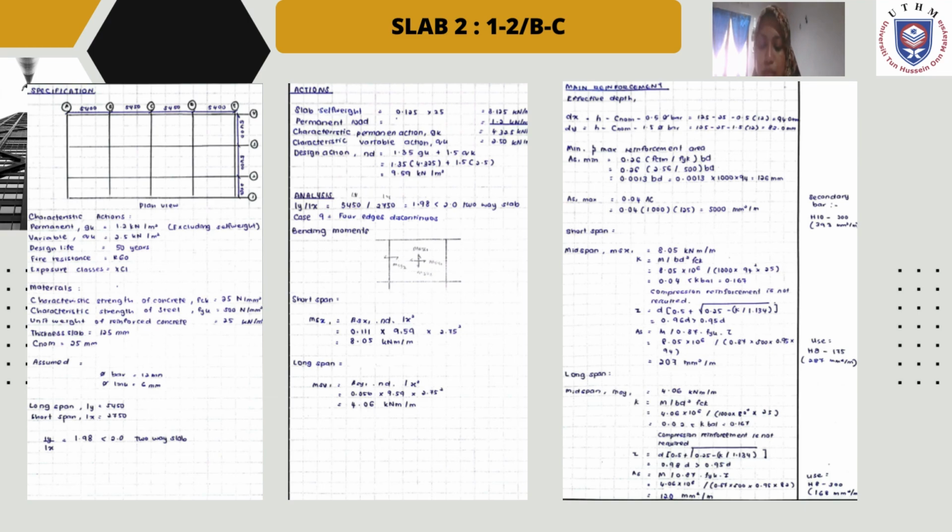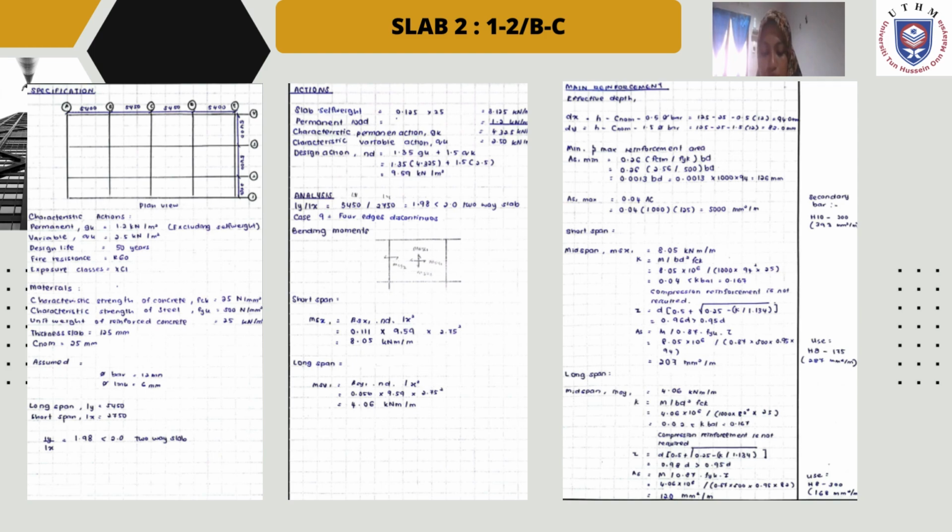Our minimum and maximum reinforcement is still the same as the first slab: our AS minimum is 126 mm², and our AS maximum is 5000 mm³ per m. But our secondary bar is quite different, we're using H10 200, which is a value of 393 mm³ per m. Our calculation for main reinforcement in short span is only focused on mid span.